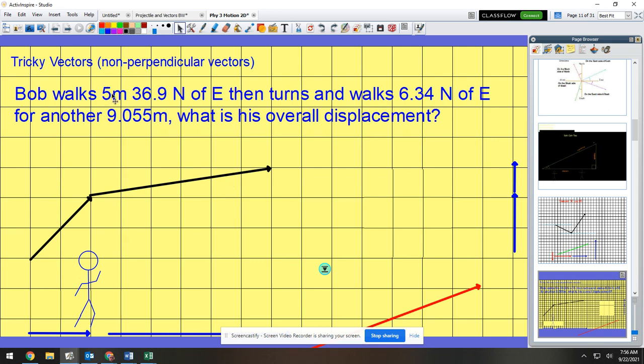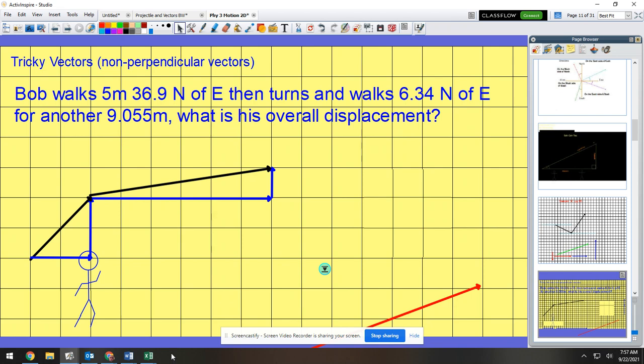So this one, which is 5 meters at 36.9 degrees, means Bob walked sideways and up. My coordinates are north and east, so he went east and north. And then Bob did another move, and he walked a great deal east and a little bit north. So we see these blue lines.